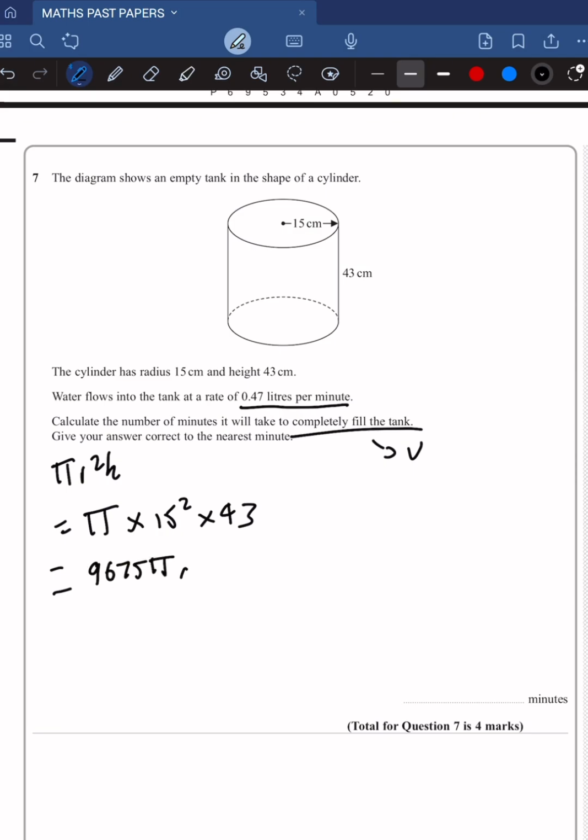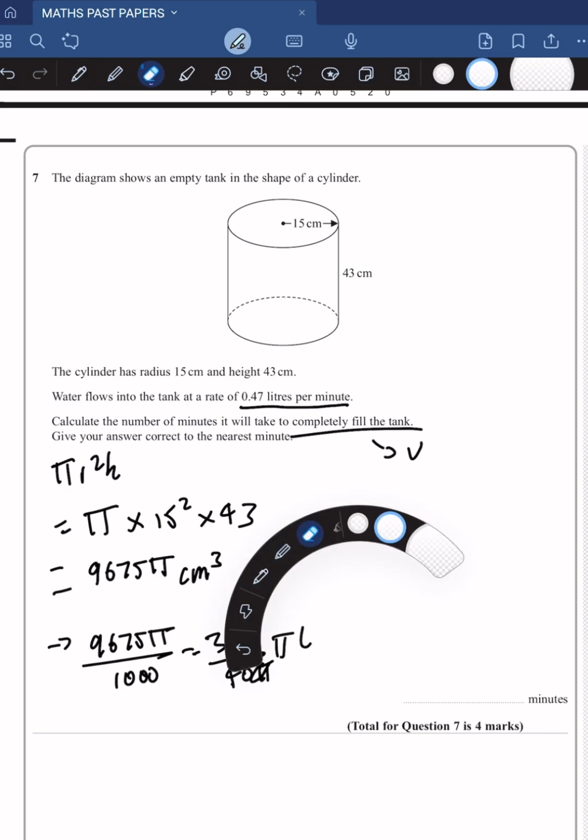However, that is centimeters cubed, and we want to get it in liters. So to go from centimeters cubed to liters, we divide by 1,000. So 9675 pi over 1,000 is 387 over 40 pi liters.